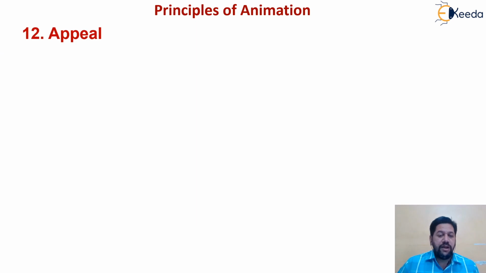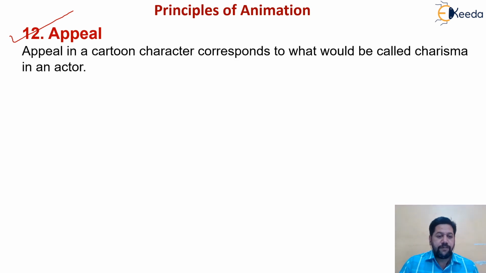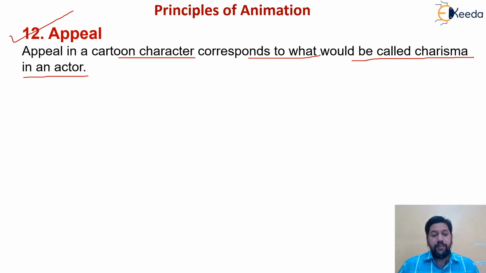So the last principle of animation is that it should appeal. It should appeal to the end user. Appeal in a cartoon character corresponds to what could be called charisma in an actor. Whenever we are designing a cartoon, we should see whether that character is going to appeal to the audience. That appeal is very important. For example, when they designed Mickey and the mouse, these are two characters, or maybe Bheem is another character. We may have Mowgli, he may be another character. So that character should appeal in the cartoon.